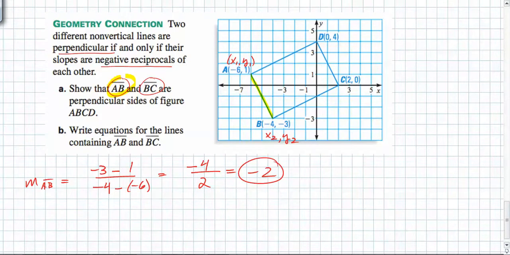Let's just check that to see if it makes sense. We went over 2, and we went down negative 4, went down 4. So the slope is negative 4 over 2, which is negative 2.